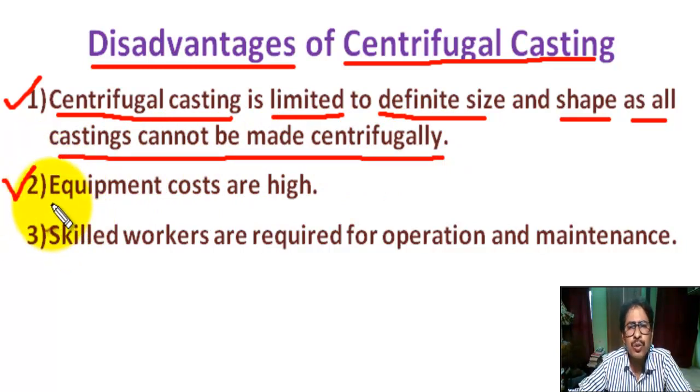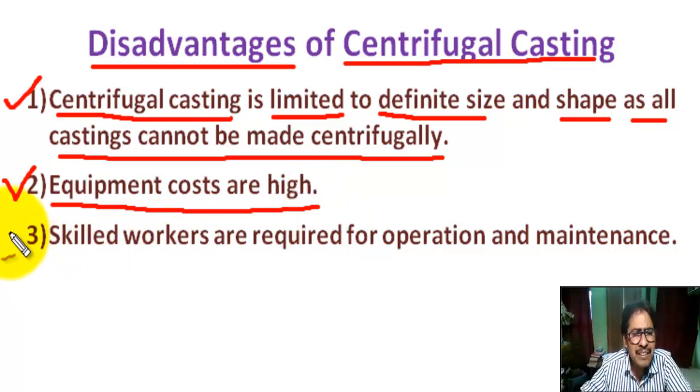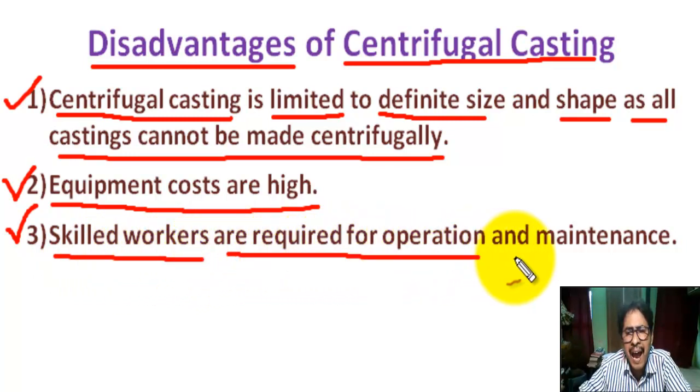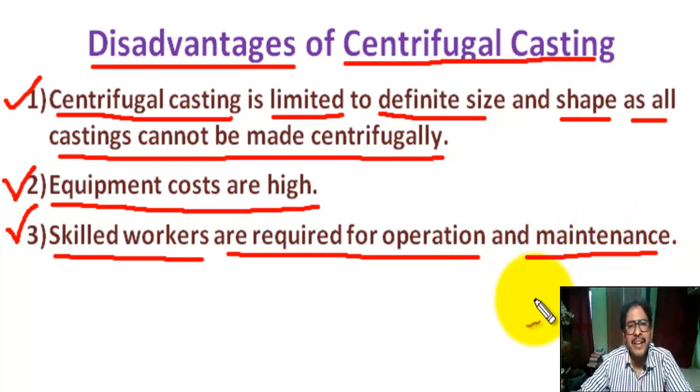Number 2, equipment cost is high, or the initial investment is very high. Number 3, skilled workers are required for operation and maintenance.